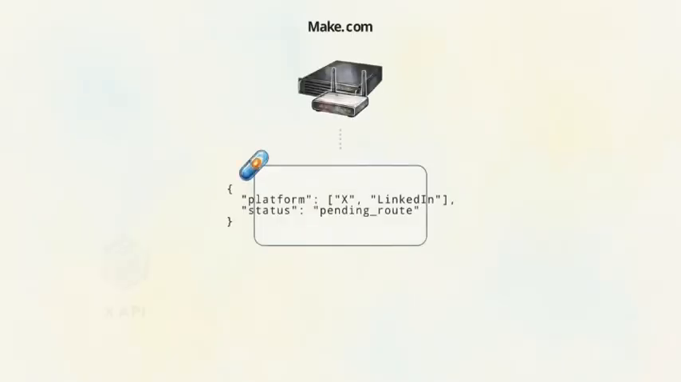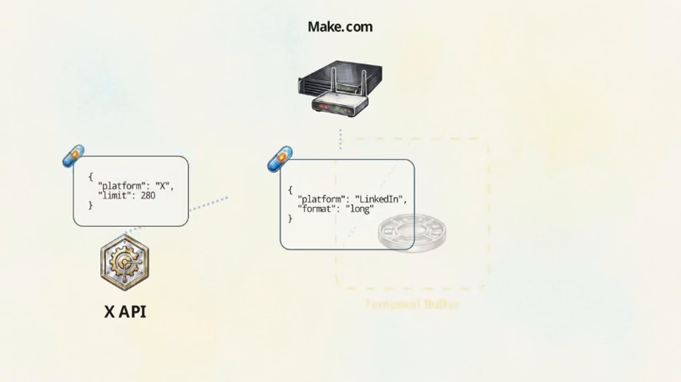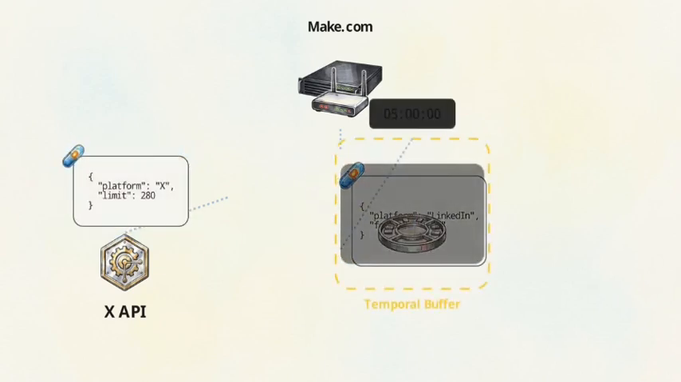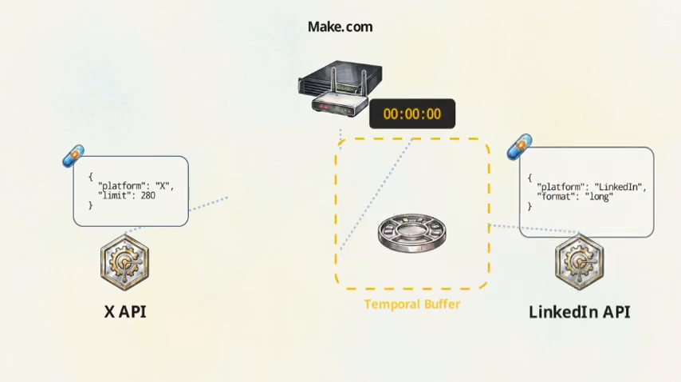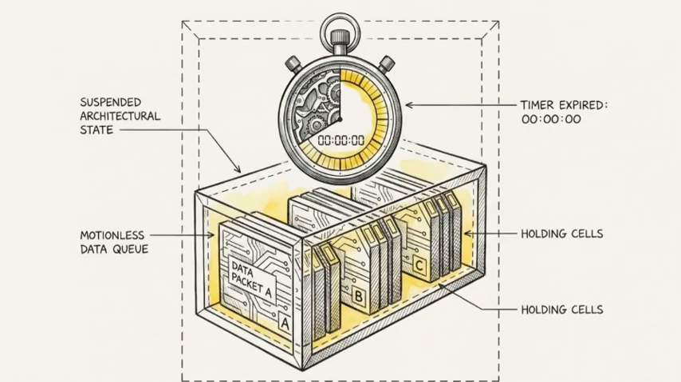Path A executes a direct memory dump straight to the X API. Path B requires a temporal buffer, suspending the payload for scheduling constraints. Stateless routers handle time as physical storage, holding memory allocations in suspension until constraint parameters are met. The execution loop remains incomplete until the temporal buffer's empty and both platforms publish their payloads.